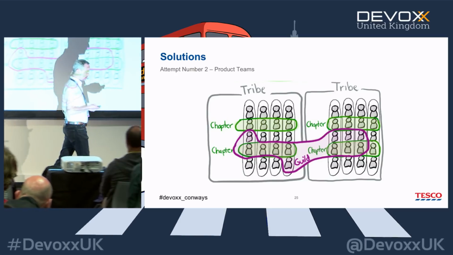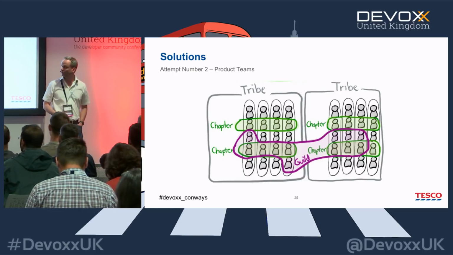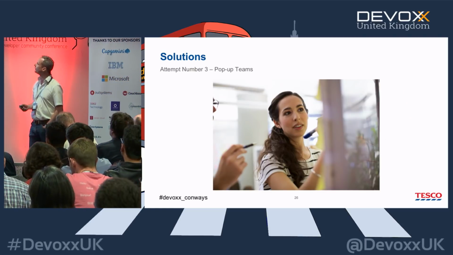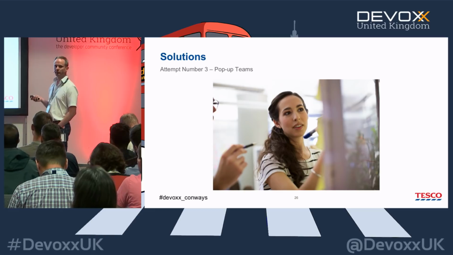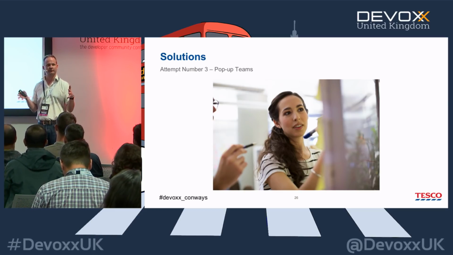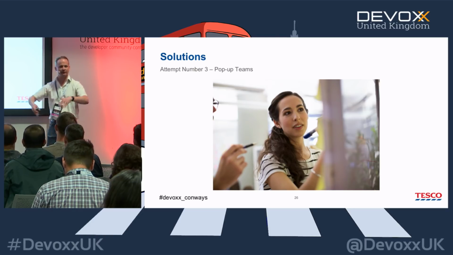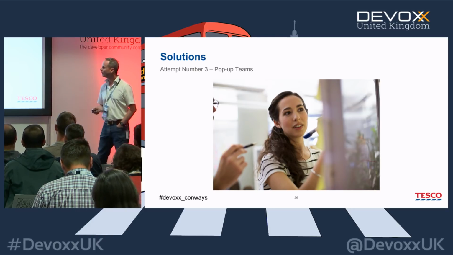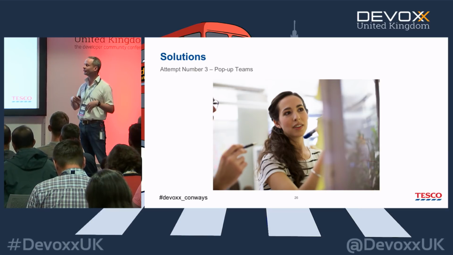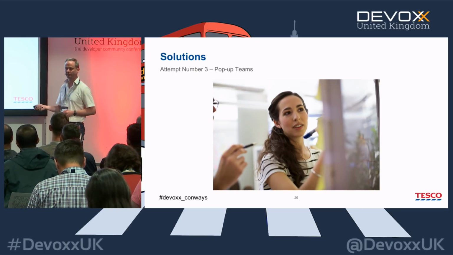So taking the best bits of both the shape sorter and the Spotify product teams model, sad face for that one. So we came up with what we call pop-up teams. Now pop-ups are kind of a play on the retail where you rent a small piece of retail real estate and sell product through rather quickly. And the idea of the pop-up teams is we have home teams and pop-up teams.